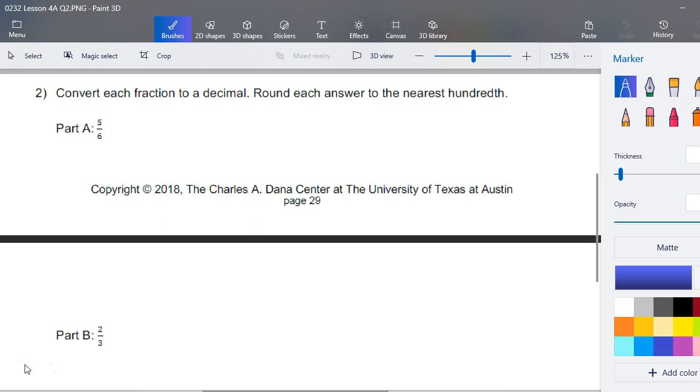Go ahead and hit pause. You complete question 2, parts A and B alone, and then come back and we'll work these together. If you were in the class, we would be doing a lot of this work together. You would get feedback from people sitting beside you, in front of you, behind you. I would be walking around helping you.